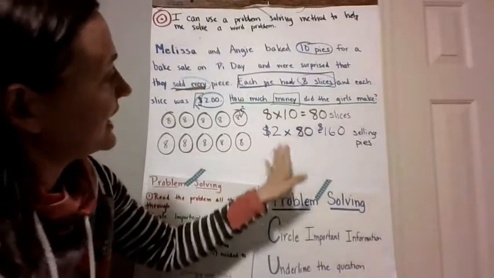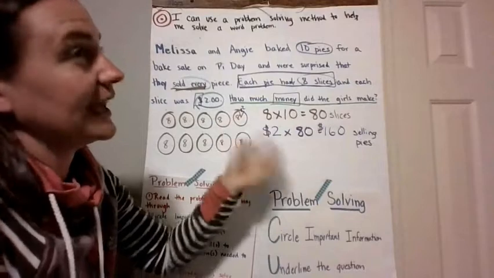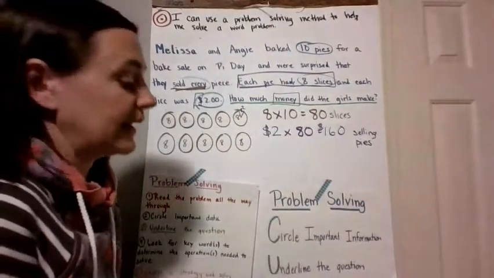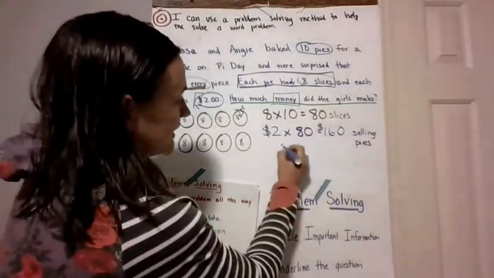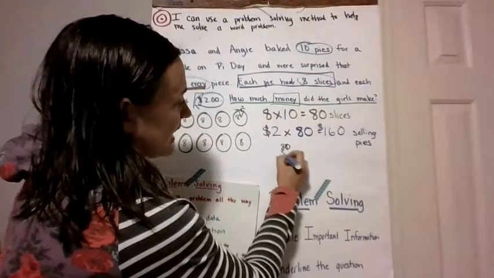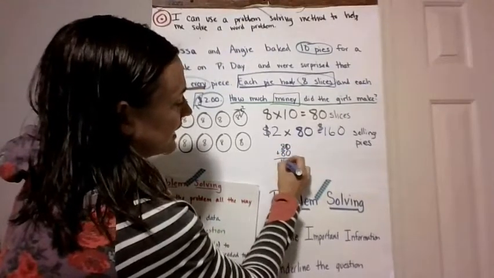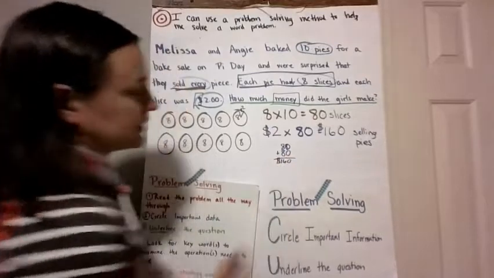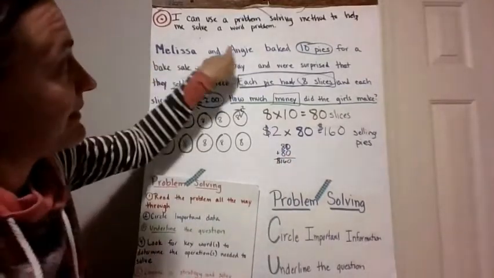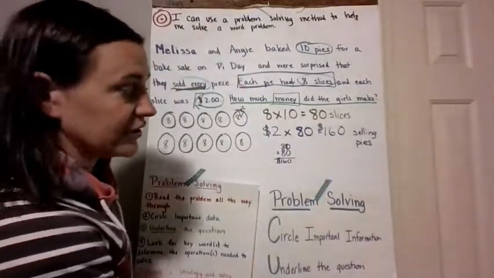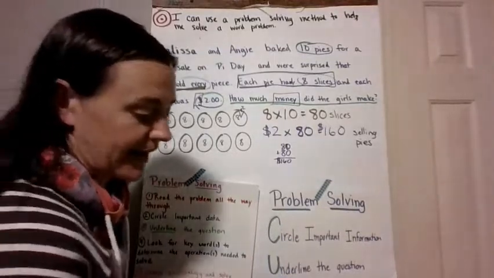I could check it again. 2 times 80. 80 plus 80. 160. So I checked it with another strategy and got the same amount. So we can see that Melissa and Angie made $160 selling pie.